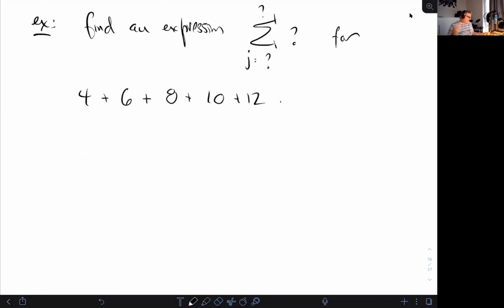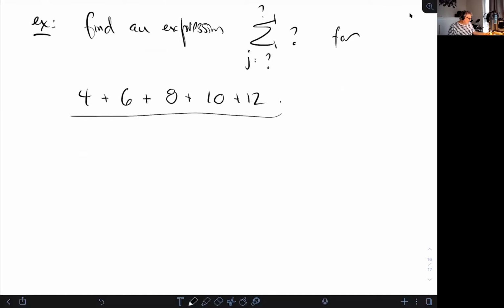So the thing is that you have a lot of freedom here. I want to find an expression. It's the summand which is the key, right? I want to find a summand, an expression such that when I input values of an index one after another, I'm going to generate 4, 6, 8, 10, 12.